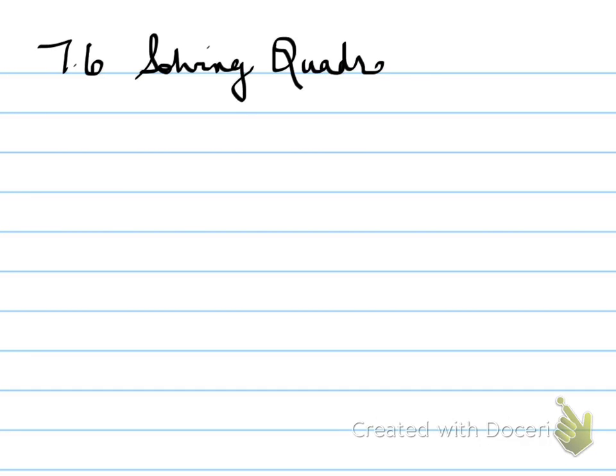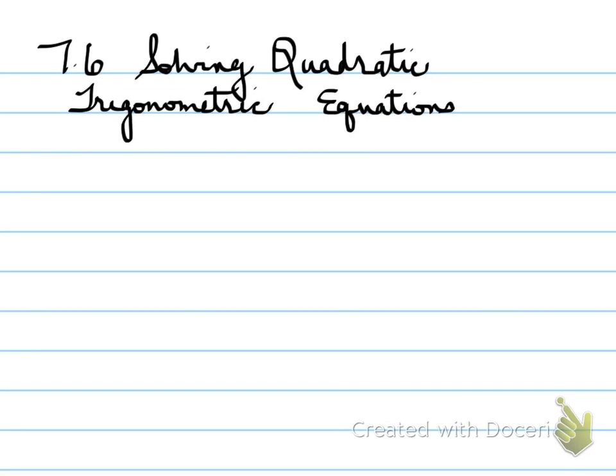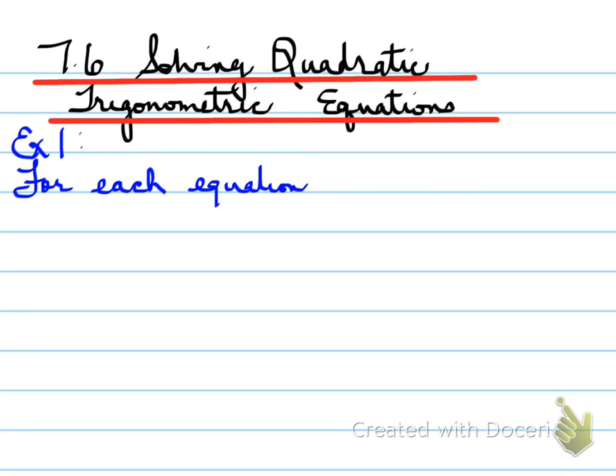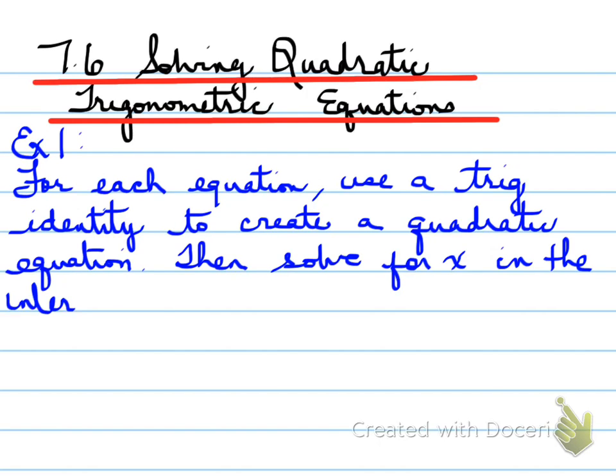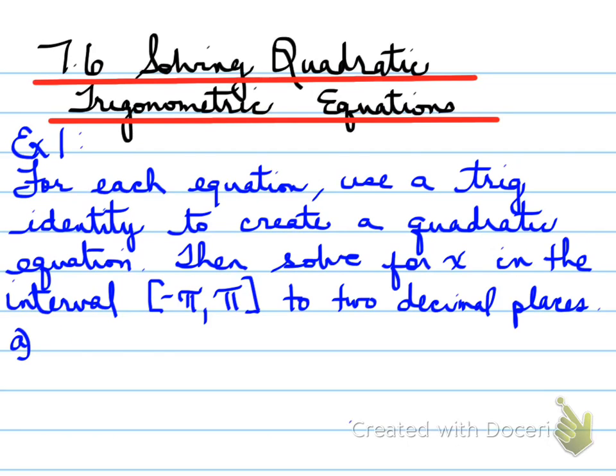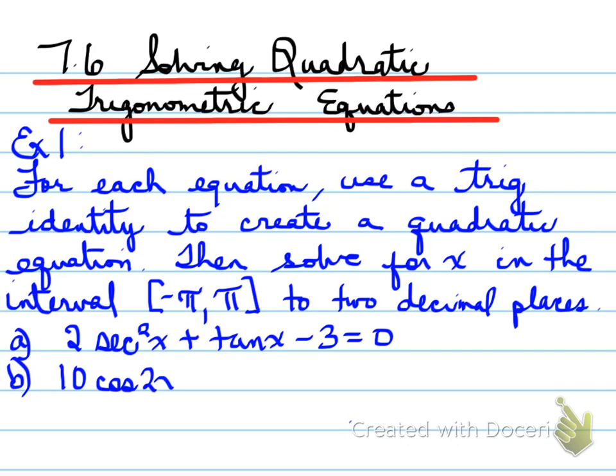Okay, 7.6, solving quadratic trigonometric equations. Example number 1. For each equation, use a trig identity to create a quadratic equation. Then solve for x in the interval from negative pi to pi using two decimal places. So you're given two equations here where they're quadratics.